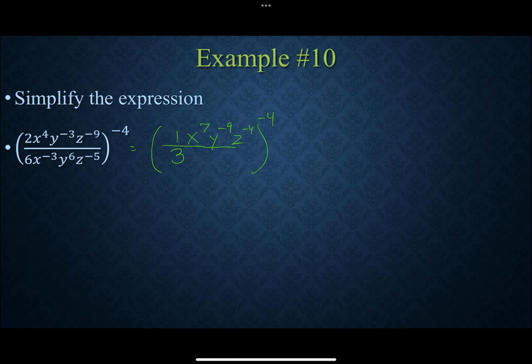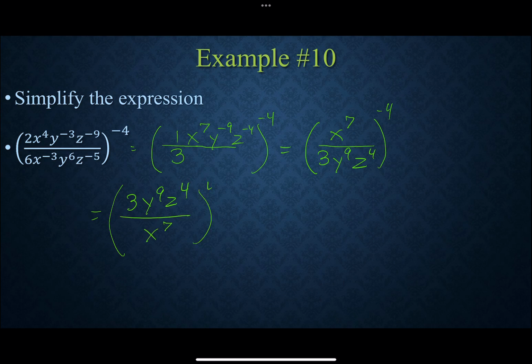So you've got a couple options here. What I actually would like to do is rewrite them all as a negative exponent back into its positive format. So this would really be x to the 7th up top, a 3, y to the 9th, z to the 4th on the bottom. And because the exponent on the outside is negative, that means I'm going to do the reciprocal. Let's just do that right now. Let's flip the whole thing, make it 3, y to the 9th, z to the 4th on the top, x to the 7th on the bottom, and now raise it to the positive 4th power.